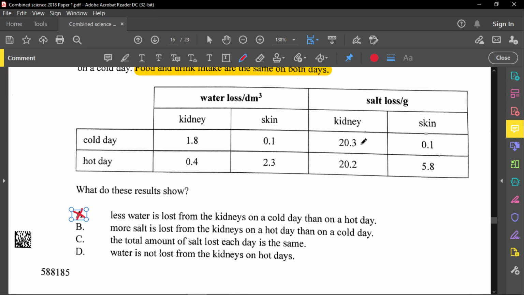Actually, on a cold day, more salt is lost from the kidney, but not on a hot day. So this is also wrong. That is not true.